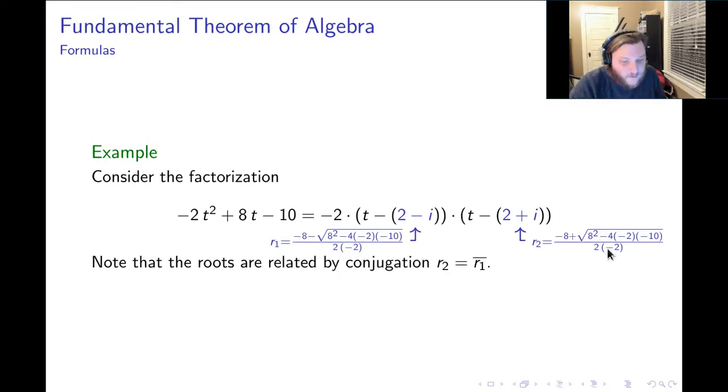So the one thing to point out here is that this is a real polynomial, so this polynomial has real coefficients, yet its roots are complex numbers that aren't real. However, they are related by conjugation. 2 minus i is the conjugate of 2 plus i. So that's one thing to keep in mind.